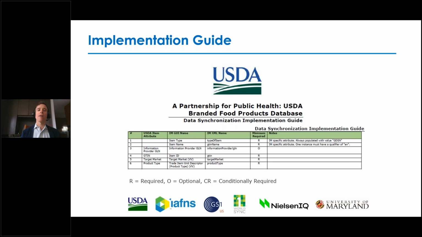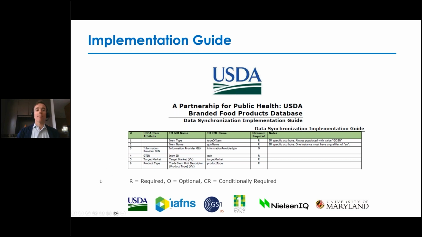Not all attributes listed in the implementation guide are required. If you look at the minimum required column here, you'll see different letters like O, R. R is required, O is optional, CR is conditionally required. In the notes on the right-hand side, I'll give you more details about what the different attributes are. This guide can also be found, and we can share that after this webinar as well, so you can see what the full implementation guide looks like.